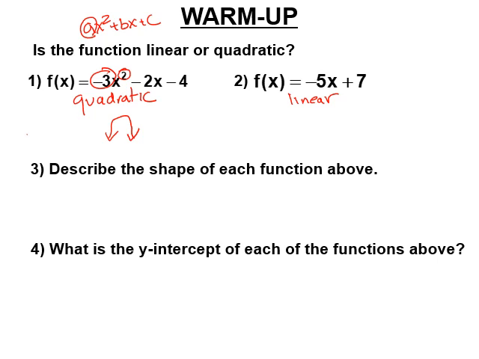This is linear. Its y-intercept is (0, 7). That's how you write y-intercepts if asked, not just 7. Its slope is -5, but I didn't ask you that here. The y-intercept of this one is in the exact same spot as a linear function. It is (0, -4).